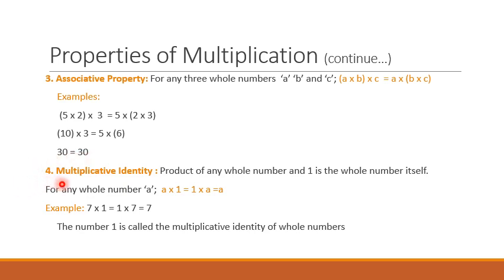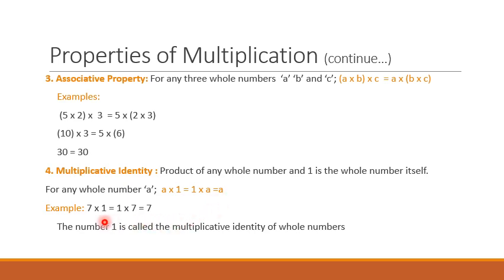Now the next property is multiplicative identity. Multiplicative identity says the product of any whole number and 1 is the whole number itself. That means if we multiply any whole number by 1, the product is going to be that number itself. So for any whole number a, a multiplied by 1 or 1 multiplied by a is equal to a only.